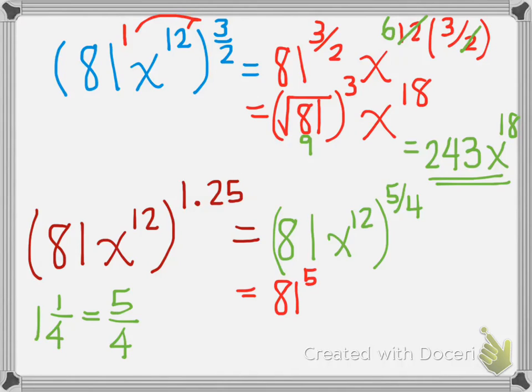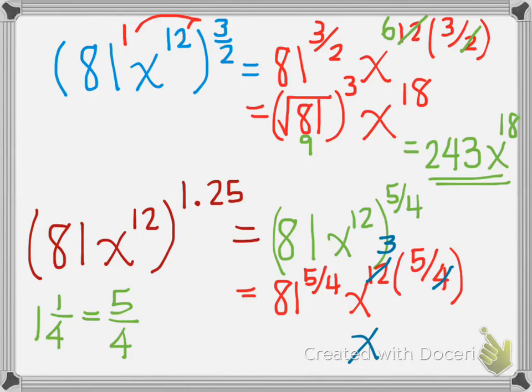81 to the 5/4, x to the 12th times 5/4. Let's cross cancel where we can. The 4 turns the 12 into a 3. 81 to the 5/4 power. Let's bring down my x so far. I have x to the 15th.